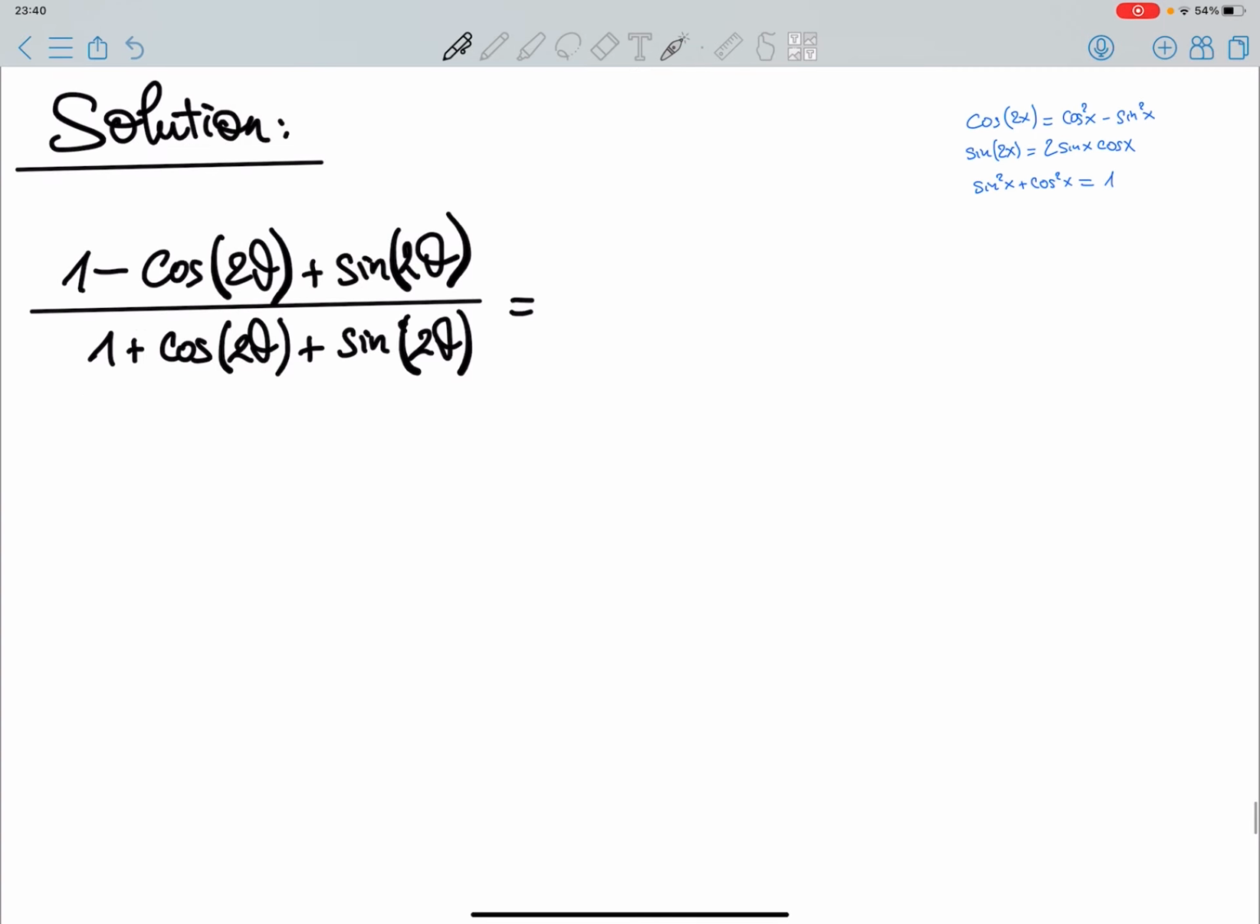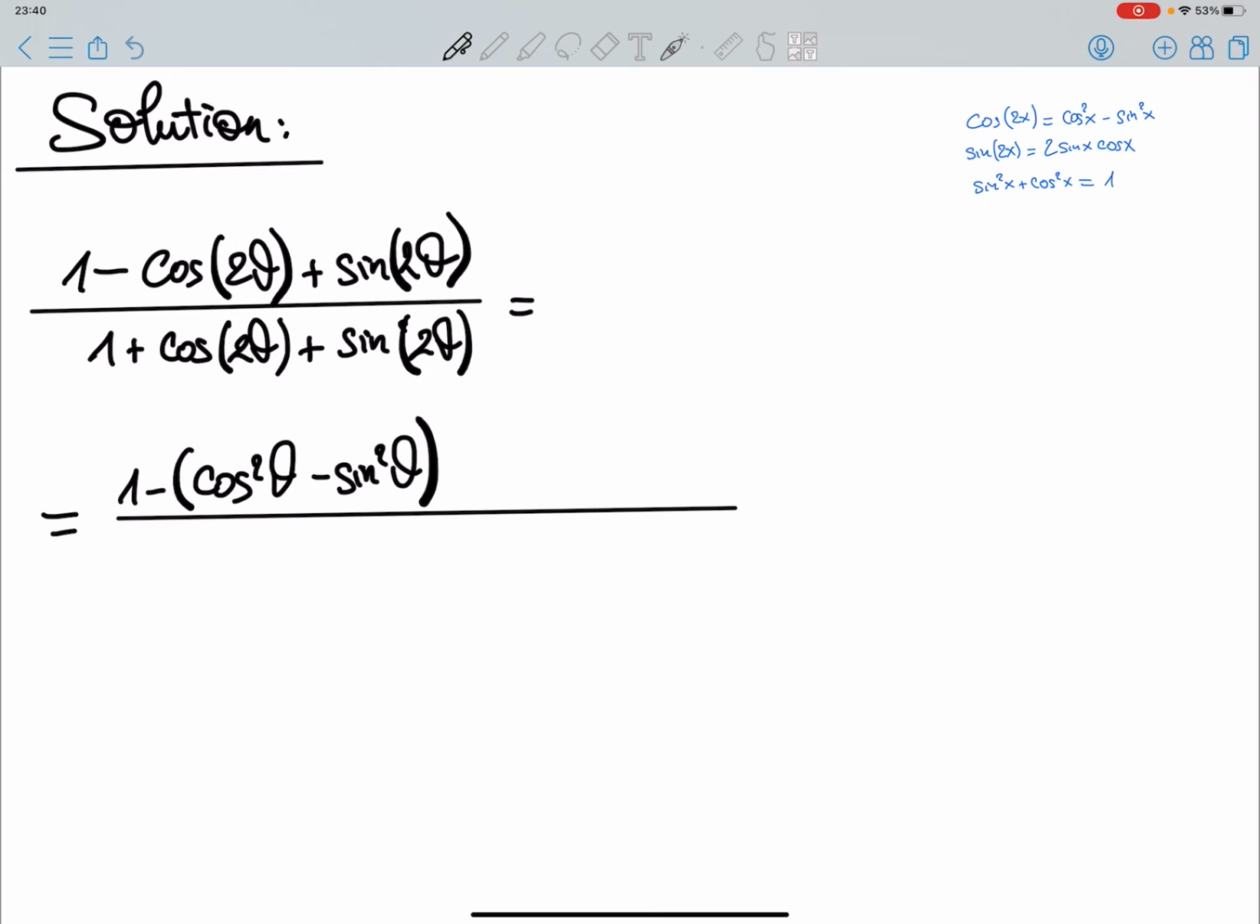Now this fraction is equal to, as you can see here, we have cosine of 2 theta. We can write it down in this form. Same here, also here and here as well. So on the numerator we're gonna have 1 minus, and then cosine of 2 theta, this is gonna be cos square of theta minus sine square of theta, right? So we have cos square of theta minus sine square of theta, and then here sine of 2 theta is gonna be 2 sine of theta cos of theta, right? Then plus 2 sine of theta cosine of theta, right?